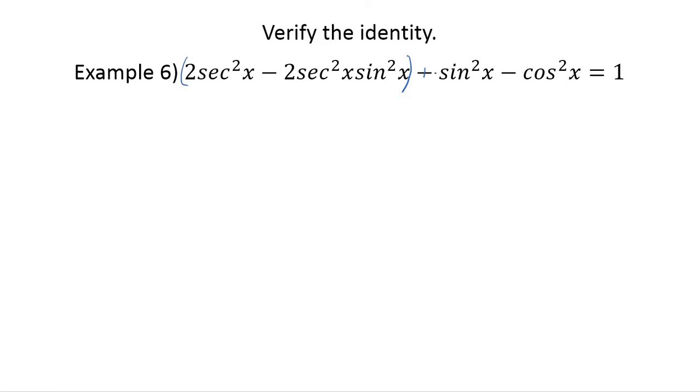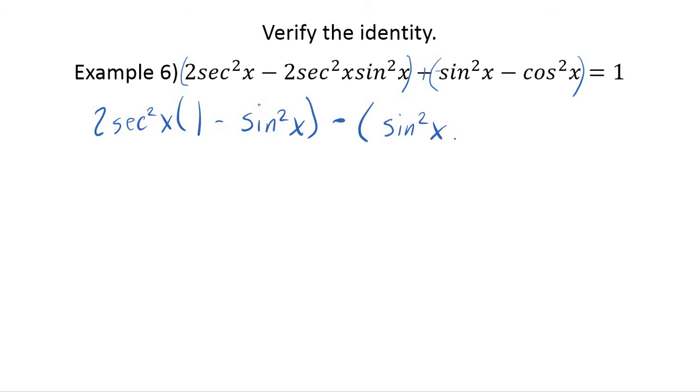Now this one might not be as obvious. Let me just kind of scooch that negative over with the sign and draw parentheses around that. So what if I factor by grouping? Well, out of this first term, I could pull out 2 secant squared x. What would that leave? Well, I'd have a 1 minus sine squared x. Okay. And then out of this, well, the only thing I could factor out is a negative sign. So I'm going to do a minus there. And that would leave sine squared x plus cosine squared x.